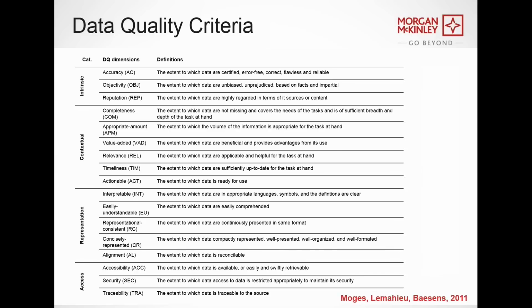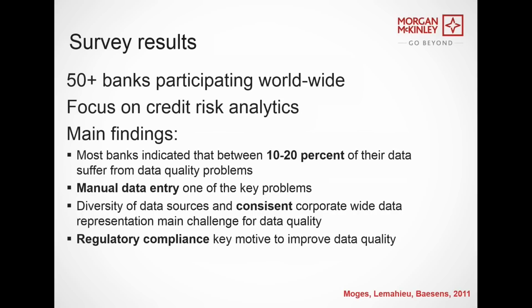And we did a survey with some of the banks worldwide, more than 50 banks, and actually also some Asian banks were included. And the focus was on credit risk analytics. And the main findings of our survey were that most banks indicated that between 10 to 20% of the data suffer from data quality problems. This is quite a lot if you know that this data is being used for PD and LGD modeling. One of the key problems was manual data entry. Also, the diversity of data sources and a consistent corporate-wide data representation was a main challenge.